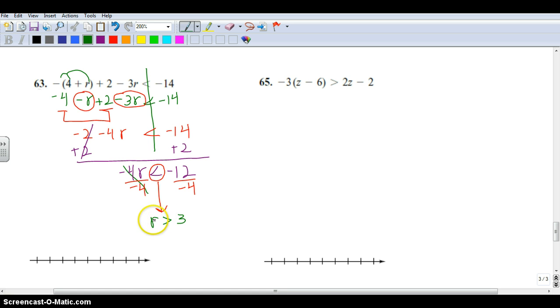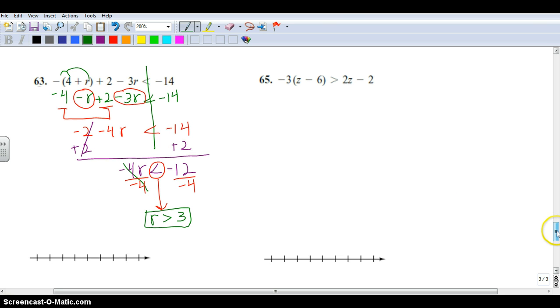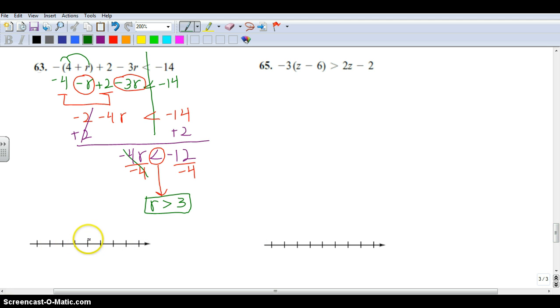Okay. And so now we need to draw a number line representing that. So we put 3 right here in the middle. So we'll shade to the right where we have our larger values. And we're going to use a parentheses because of the inequality sign. And then it's from 3 to infinity.